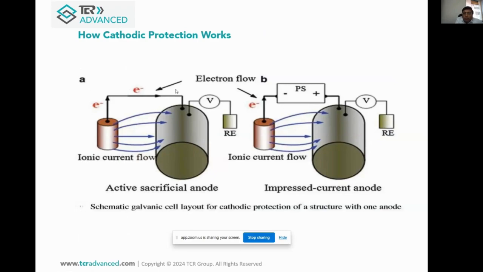Our left-hand diagram shows a sacrificial anode connection, and a reference electrode is there to measure the potential, what we call structure to electrolyte potential, to measure the effectiveness of cathodic protection. The second figure on the right-hand side is again a typical cathodic protection, but in this we have a power supply unit, and that is why it is called an impressed current cathodic protection system. The basic difference we will understand in the following slides.